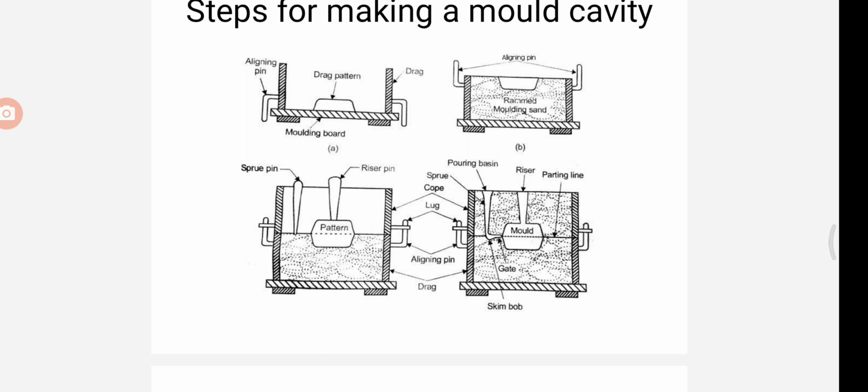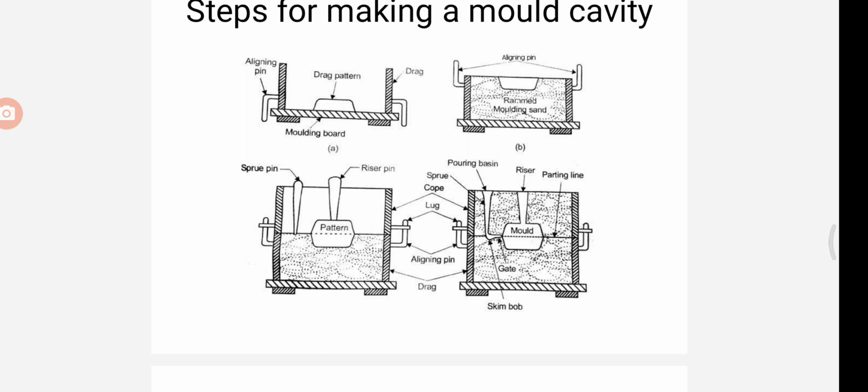Next, what we have to do? The excess amount of sand will be collected. It is removed using a strike-off bar to bring the molding sand to the same level as the molding flask to complete the drag. We have to remove the excess sand with a strike-off bar and keep the same level. Next, the drag is rolled over, and parting sand is sprinkled on the top of the drag.